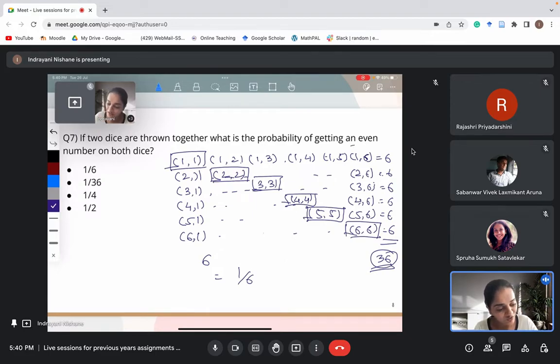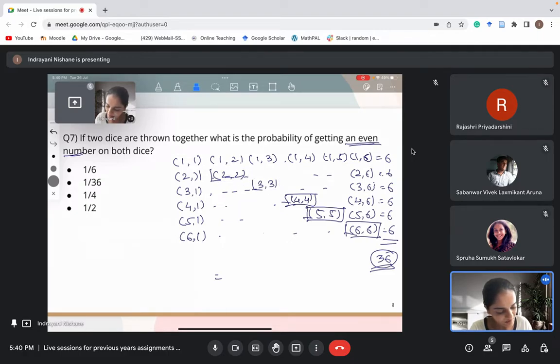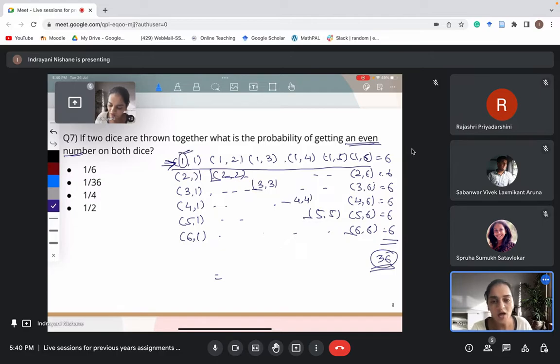Oh sorry, we are asked to find getting an even number on both the dice. I'm so sorry. So let's calculate the even number on both the dice. There will be no desirable case in this row, as one of the dice is having number 1, which is an odd number. Similarly, we will discard these 6 sample cases because one of the dice is having odd number 3 for all the 6 cases. Similarly, the 5 row will go.